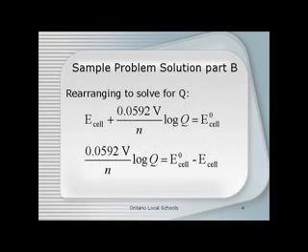We want to continue rearranging, so we're going to get the expression of the 0.0592 volts over N times the log of Q by itself by subtracting E of the cell from both sides. When we do that, on the left side we'll have 0.0592 volts divided by N times the log of Q is equal to E of the cell under standard conditions minus E of the cell.